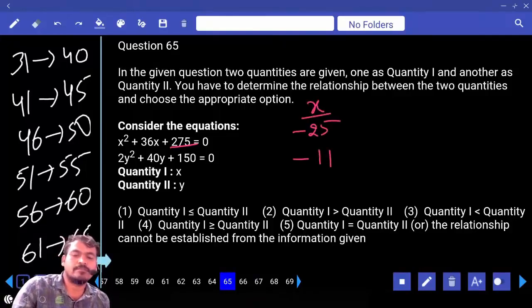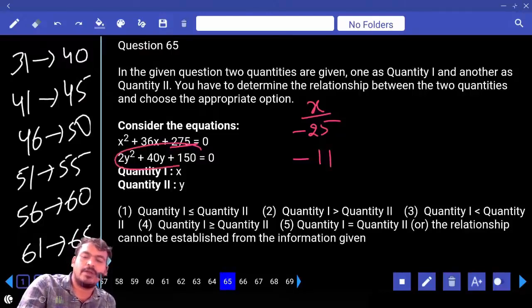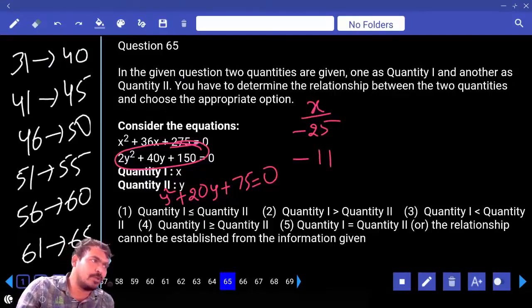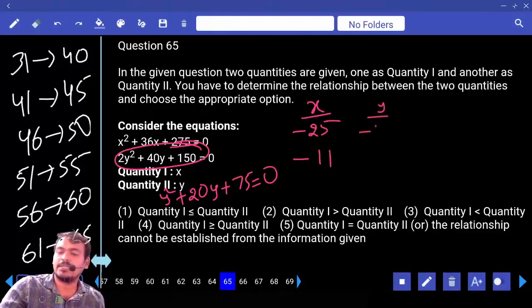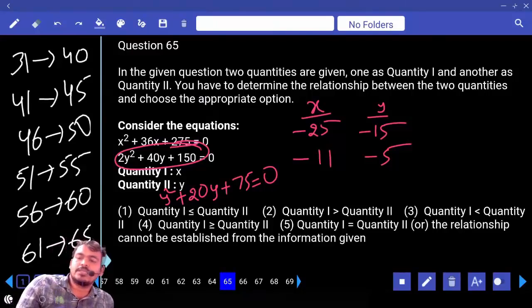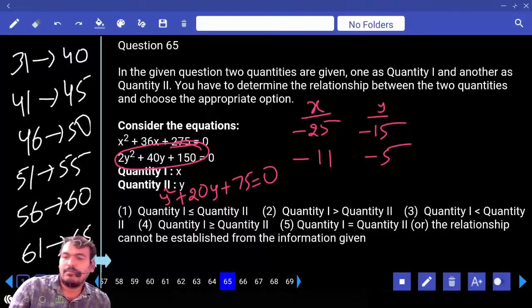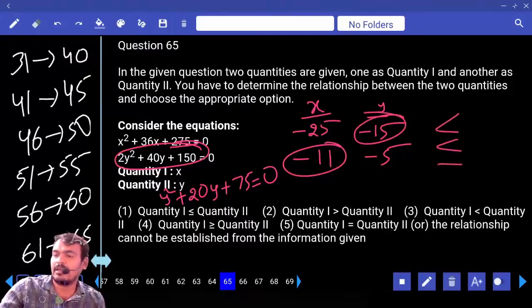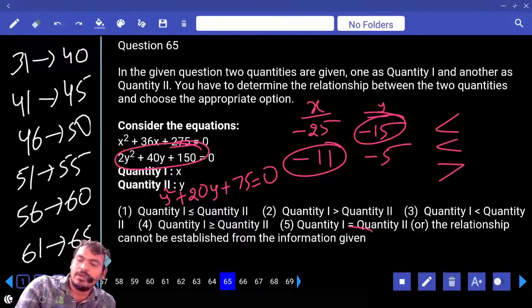Those are the x values. But in the second equation, the total is divided by 2: y square plus 20y plus 75 equal to 0. 75 is a multiple of 15. 15 how many times? 5 times. Then the y values must be minus 15 and minus 5. Okay. Minus 25 and minus 15 is less than minus 25 and minus 5, but minus 11 compared to minus 15 is greater. Less than and greater than means the relation can't be established.